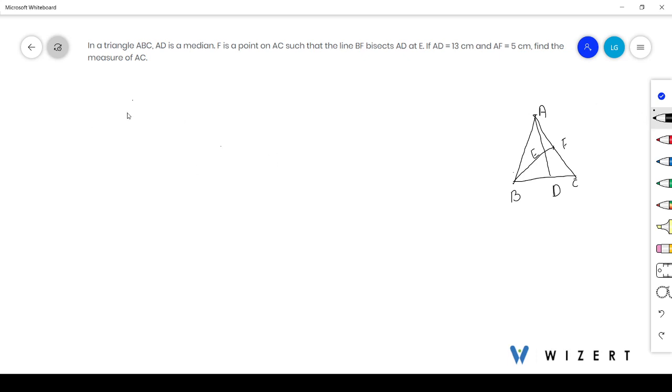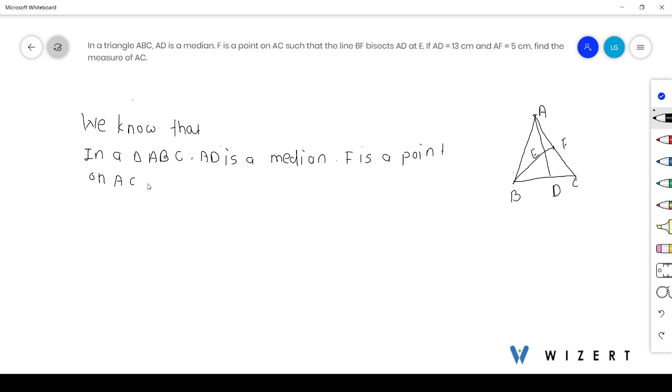As here we know that in a triangle ABC, AD is a median, F is a point on AC, such that the line BF bisects AD at E.